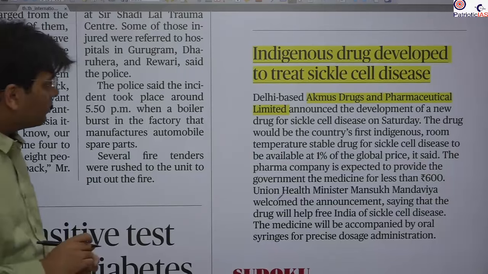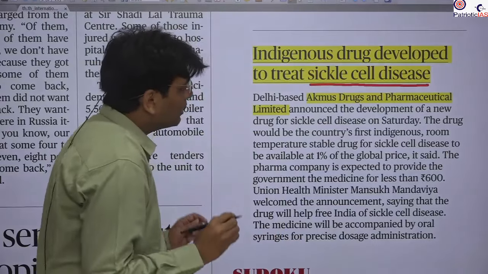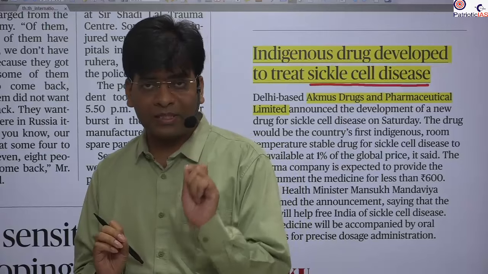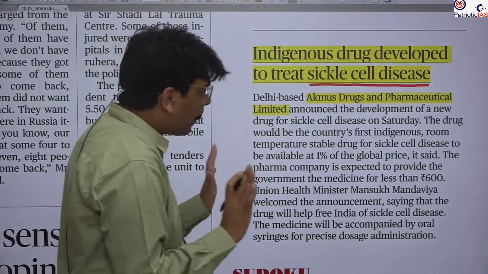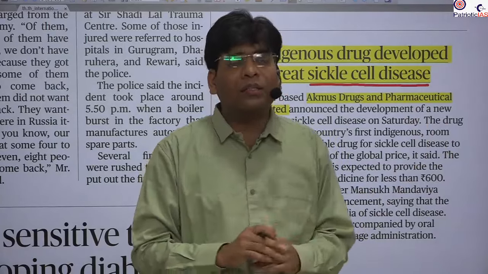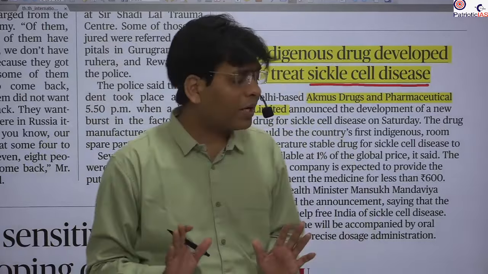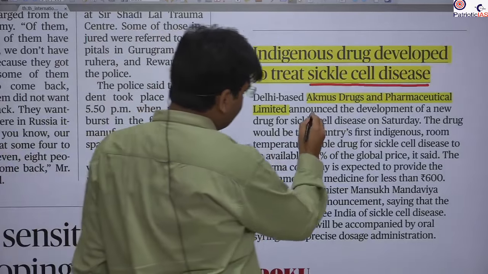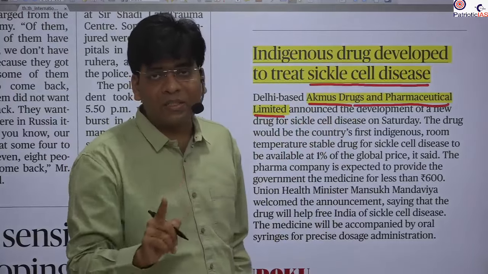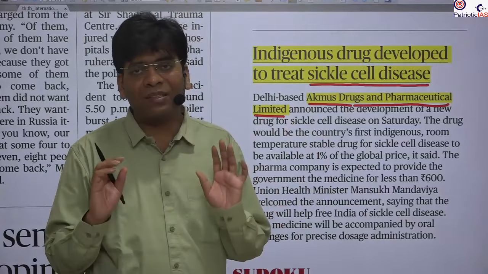Next important news is with respect to sickle cell anemia. This is sickle cell disease, and this is related to abnormalities in the blood cell, particularly the hemoglobin. Please remember that we don't have a cure for that, but yes, we can reduce the pain due to sickle cell disease and sickle cell anemia. Now we have an indigenous medicine to reduce the pain, but not to cure the disease. The cure is still not there.